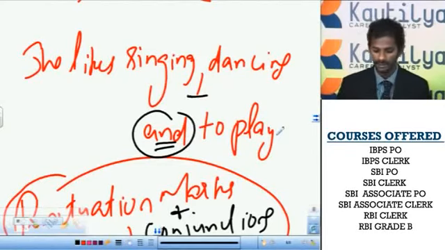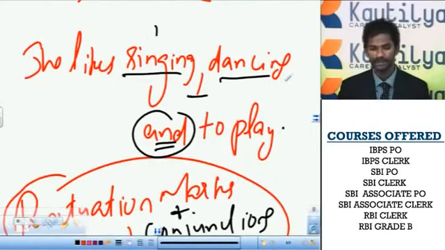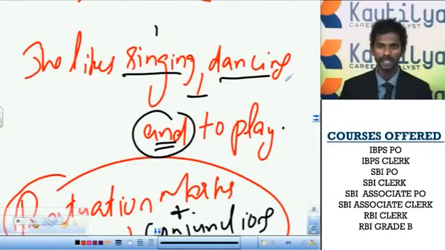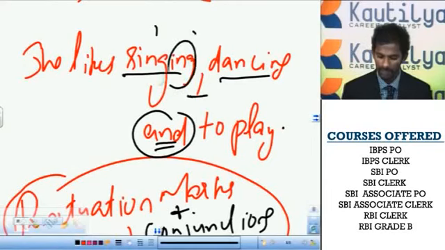There are 3 ideas in this sentence. Singing is one idea, dancing is the other idea, and to play is the third one. My question is: is there parallelism in this sentence? Parallelism means if there is more than one idea, all the ideas must be expressed in the similar form, meaning all the ideas must have equal importance. Is there parallelism in this sentence? There is no parallelism in this sentence because the first idea is singing, which is in the ing form.